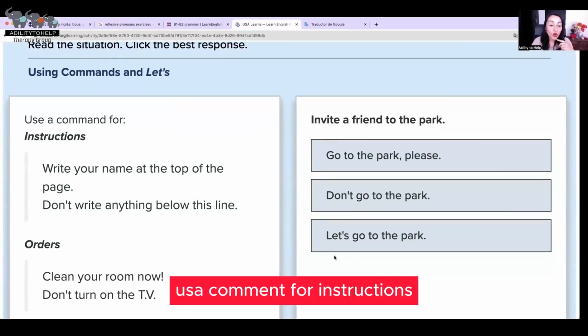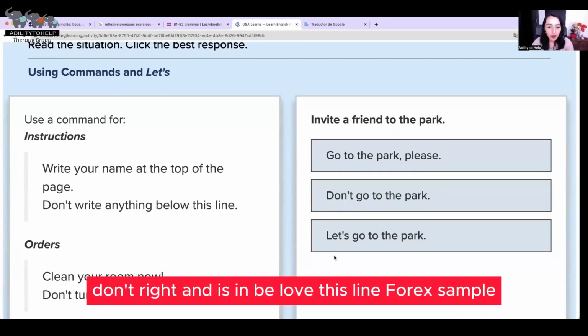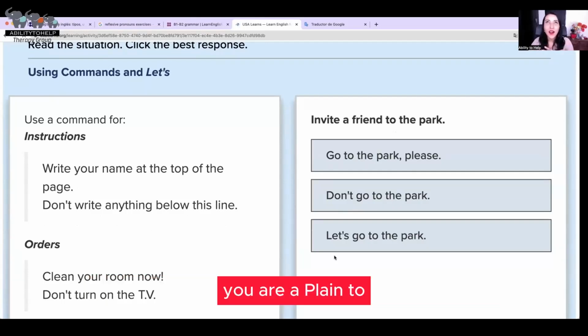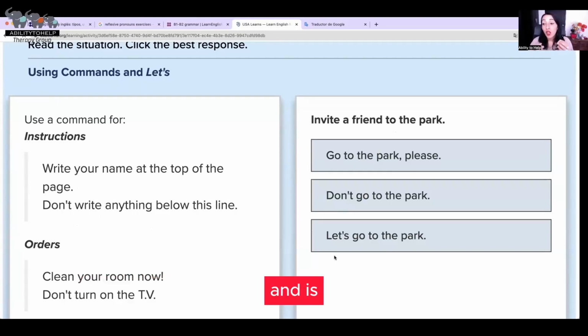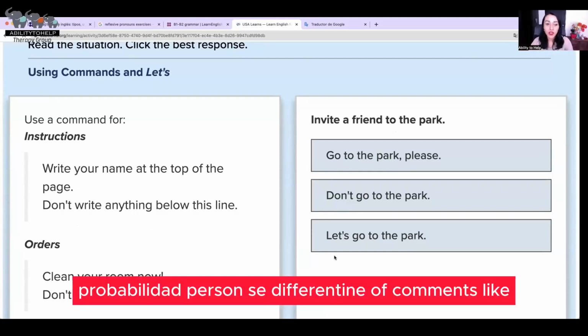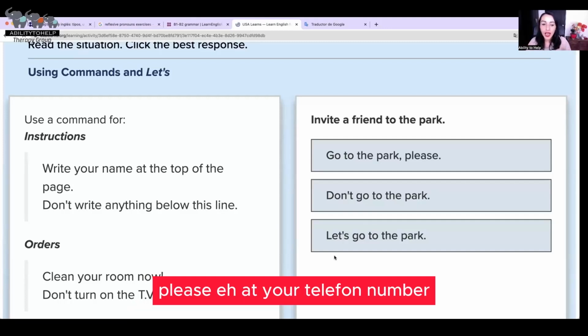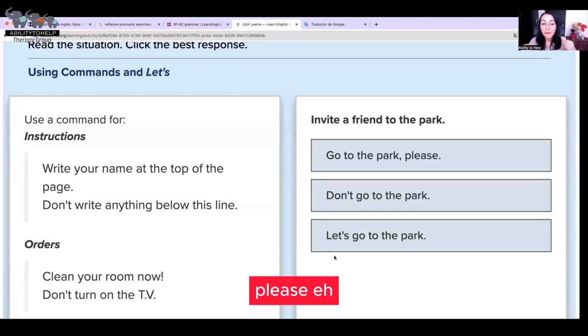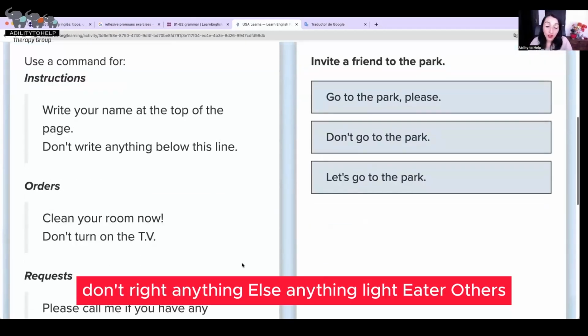Use a comment for instructions. Write your name at the top of the page. Don't write anything below this line. For example, you are applying for a job. So the assistant explains how to fill out that page, and probably that person says different kinds of comments like, please write your name on the first line. Please add your telephone number. Please don't write anything else there.